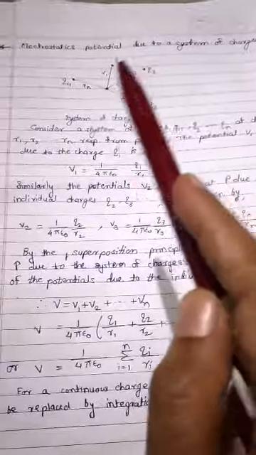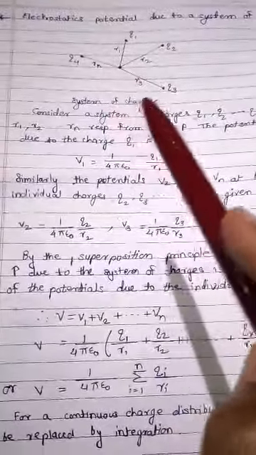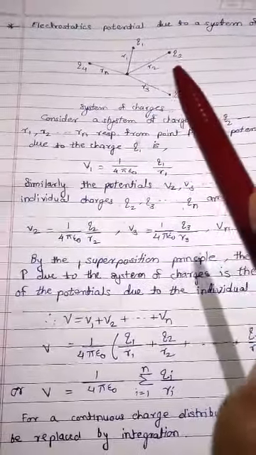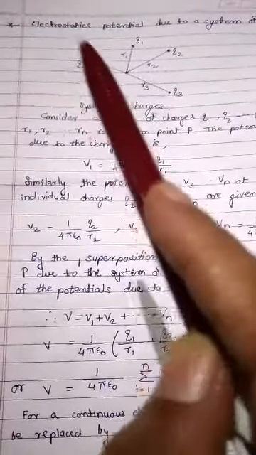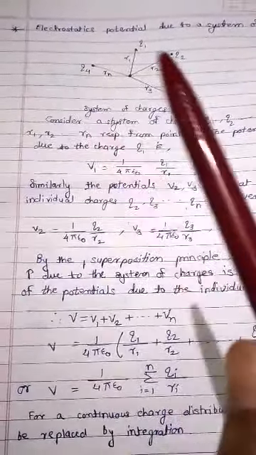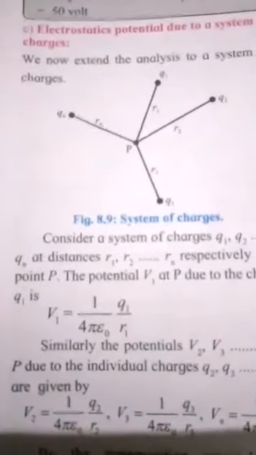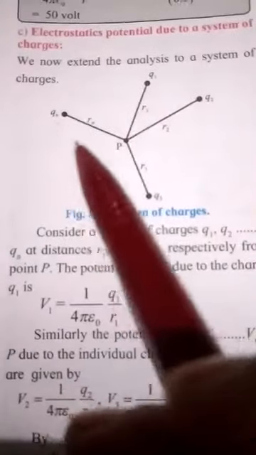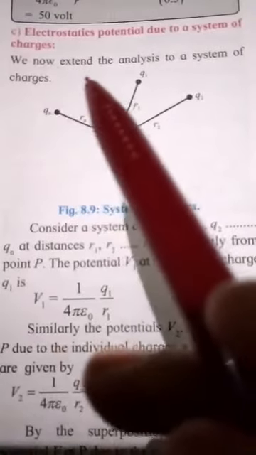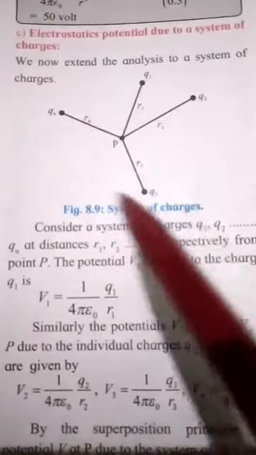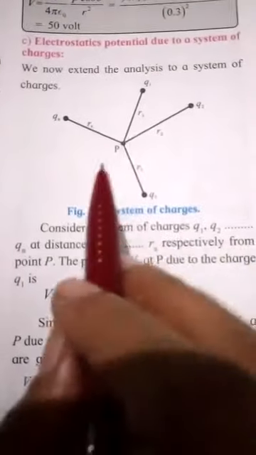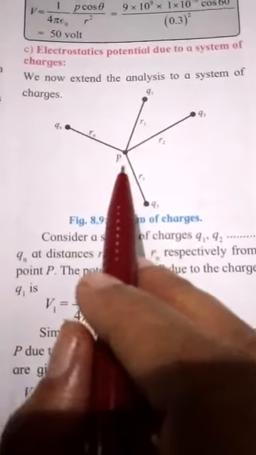This figure shows a system of charges. Here Q1, Q2, Q3 up to Qn charges form a system. Now we extend the analysis to a system of charges. Here the middle point is point P.